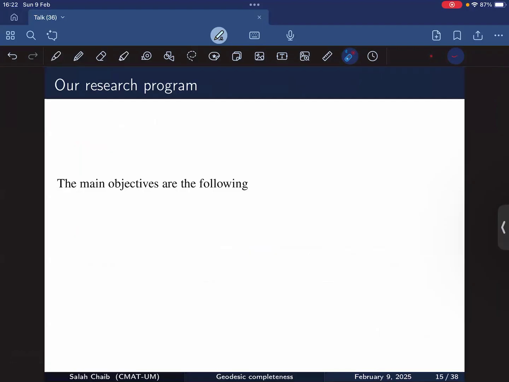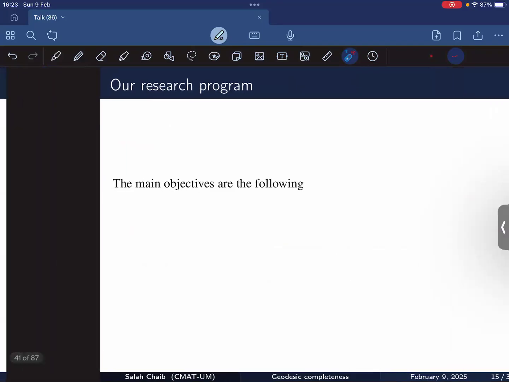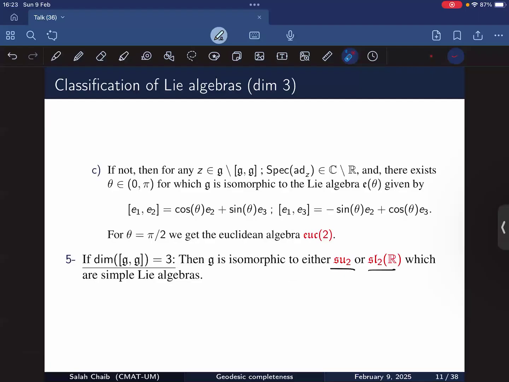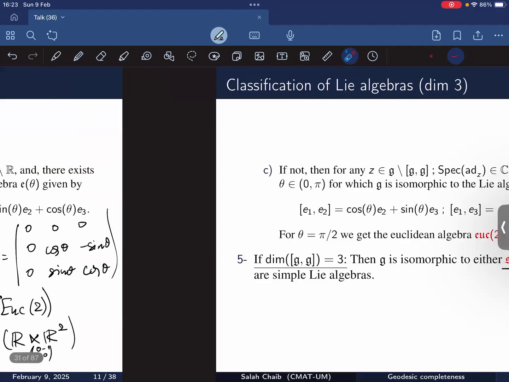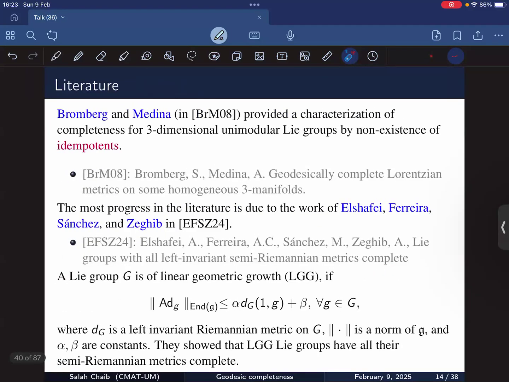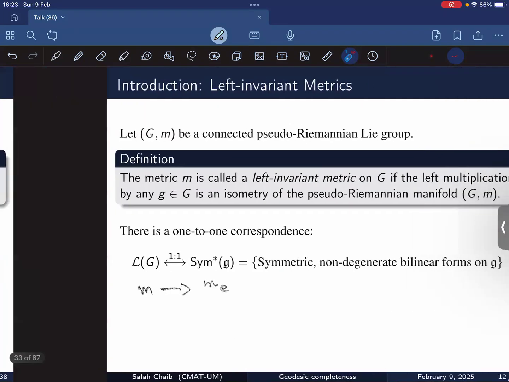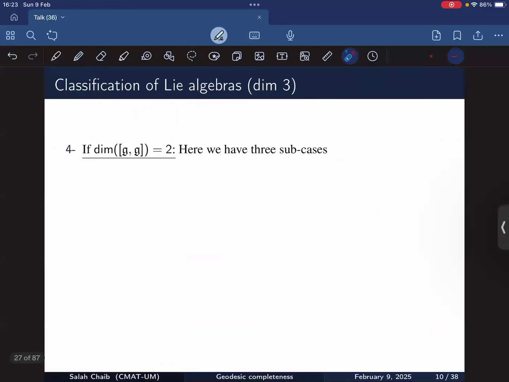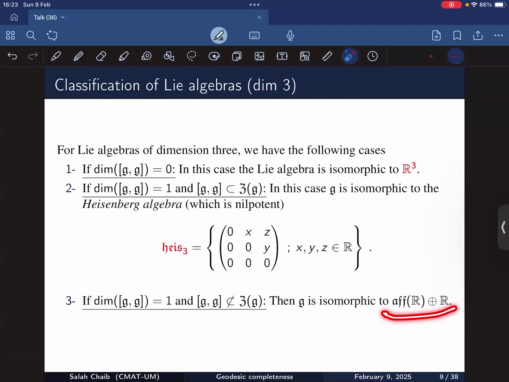So for us, our research program is that we had these remaining Lie algebras in dimension 3. They come in 1-parameter families and discrete classes. For instance, we have here a 1-parameter family of Lie algebras in the elliptic case. And we have this parabolic one in this parabolic class, which we call the pseudo-homothetic Lie algebra. And we have this 1-parameter family of hyperbolic Lie algebras, and we have the affine algebra plus R. For these algebras, the geodesic completeness of left invariant metrics remains uninvestigated.